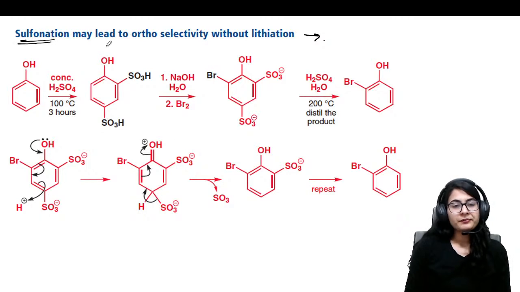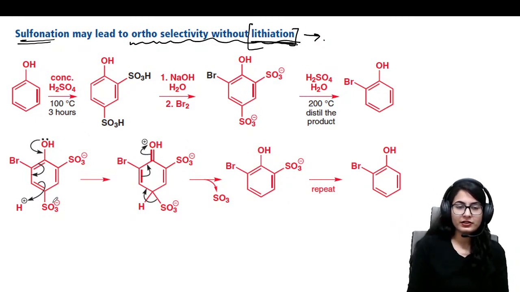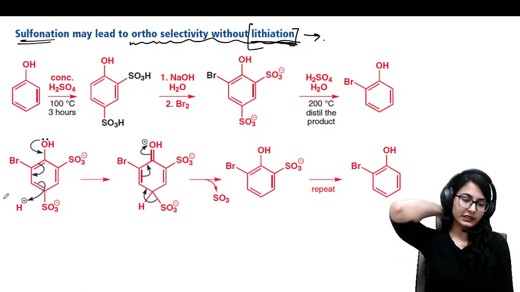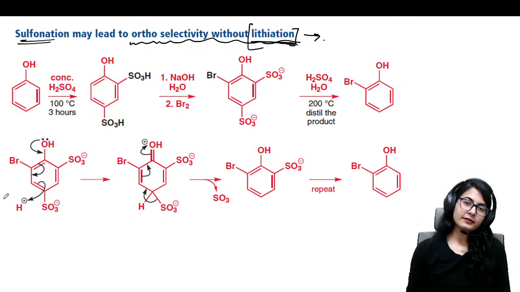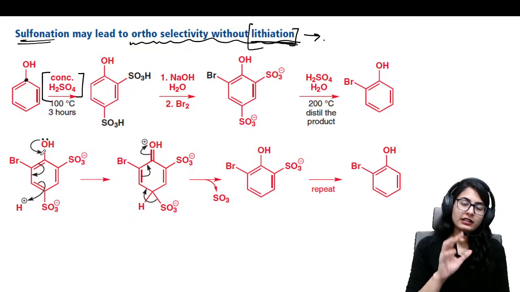Sulfonation. This leads to orthoselectivity without lithiation. Now, what is lithiation? That also we will talk about. What is lithiation? We have a good question on lithiation to solve today. Okay. Yeah, what is lithiation? We'll see later. First thing, let's say we are kind of inducing regioselectivity. What does induce mean?